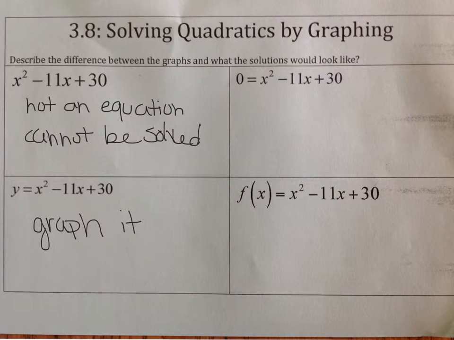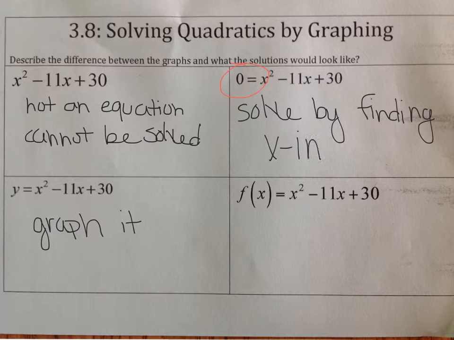Now, when a quadratic function is set equal to 0, this is the format used to solve. This is basically saying y is equal to 0, which on a graph is when x-intercepts occur. So when the equation is set equal to 0, you solve by finding x-intercepts. So guys, this is the format that we're going to be using today, where our quadratic equations are set equal to 0.